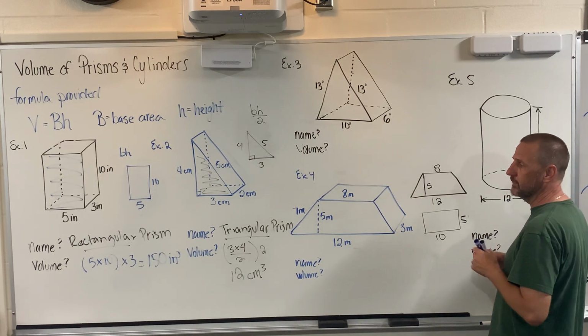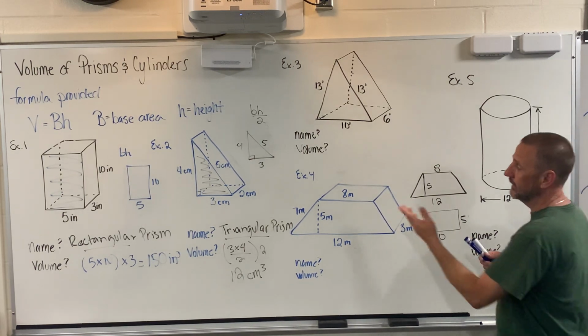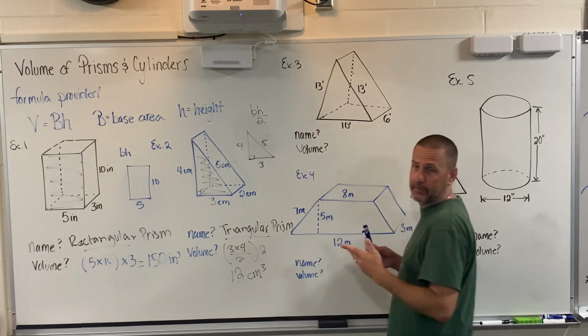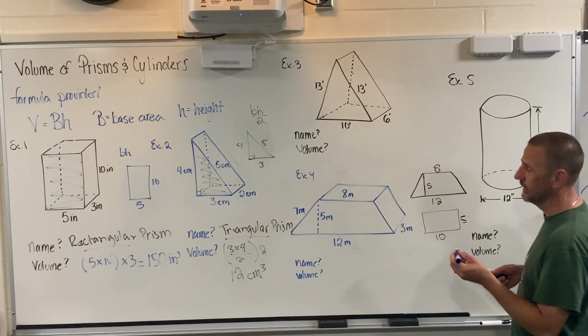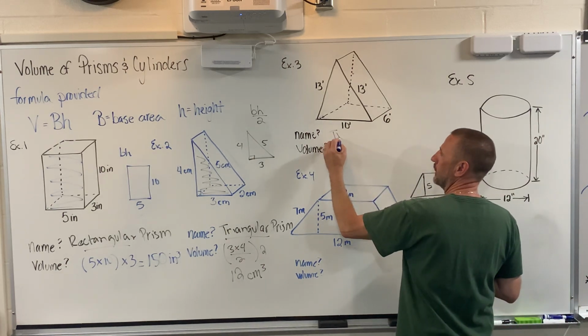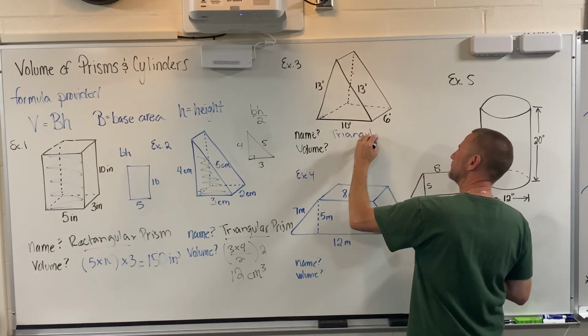All right, sometimes on number 3, for example, if you notice on number 2, I gave you a number you didn't need. Well, on number 3, I shorted you a number. There's a number that's missing. So we'll start with that name part first: triangular prism.